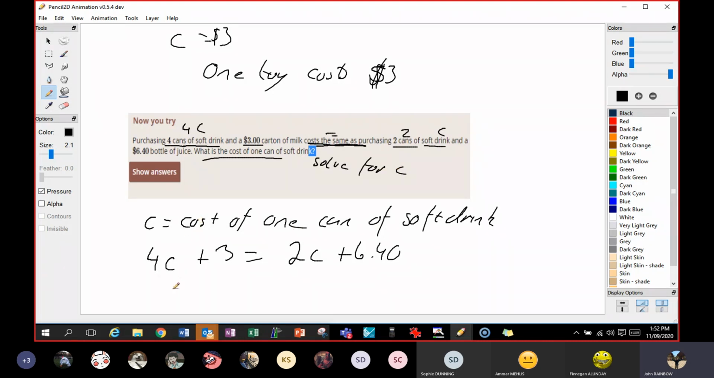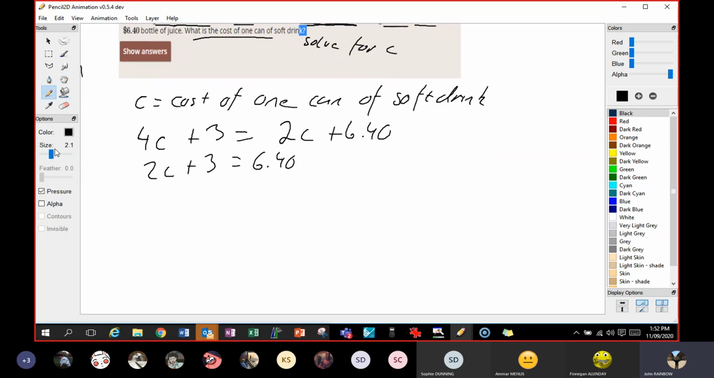So now let's minus 2C from both sides. Now let's minus 3 from both sides. Divide by 2 on both sides. $1.70. I'm going to do therefore. That's a therefore symbol.